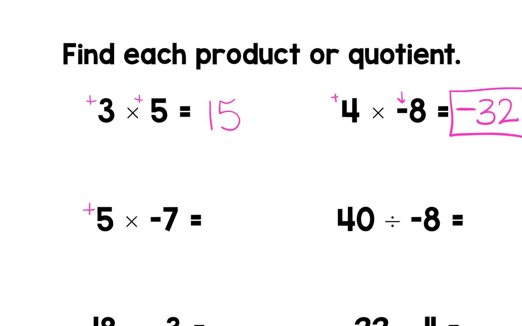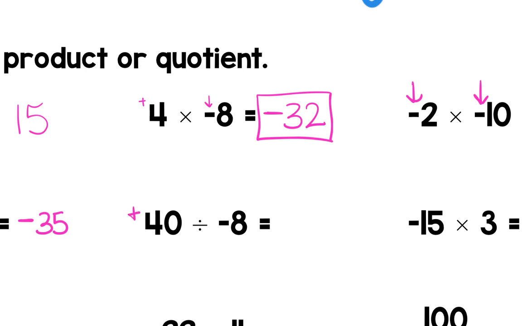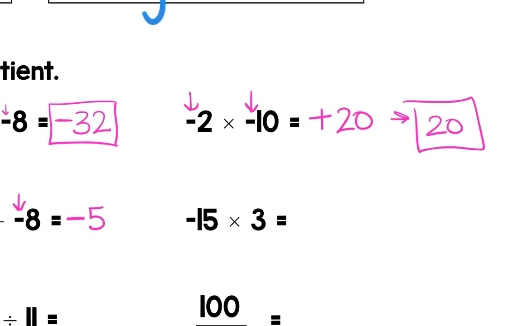We have a positive 5 and a negative 7. So positive times a negative, we know the answer is going to be negative. 5 times 7 is 35. This works the same way with division. So we have a positive 40 and a negative 8. We know our answer is going to be negative. 40 divided by negative 8 is negative 5. Negative 15 times positive 3, a negative times a positive. Signs are different, so we know the answer is going to be negative. And 15 times 3 is 45.